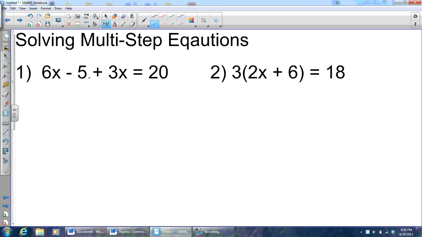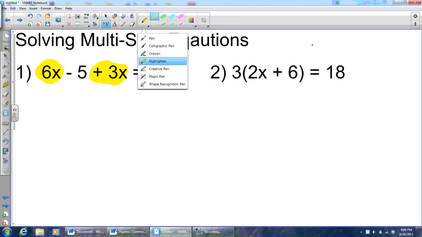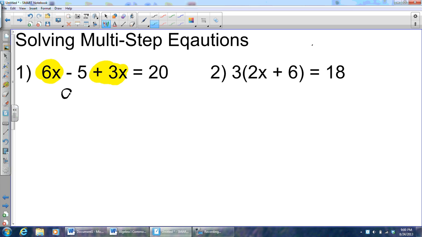Like, for example, problem number 1. We have x's on the same side of the equation. In fact, if we look at this, we highlight this 6x, and we have a 3x. How many x's do we have on the left-hand side of the equation? Well, we have 9x minus 5 equals 20. Look at that. Lo and behold, I have a two-step equation.